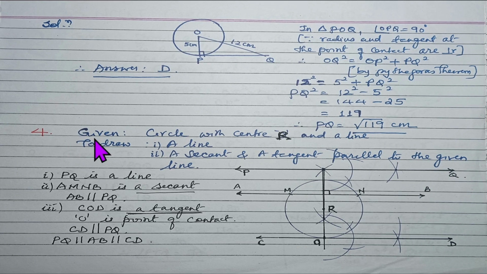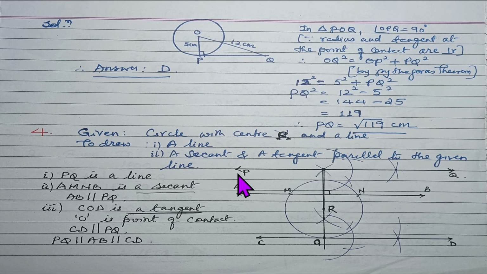Now coming to example number 4, we are given a circle with center R, and also we are given a line. Now we have to construct a secant and a tangent parallel to the given line. So let us understand this. We are given a circle with center R here, and also a line PQ. Now we have to construct a tangent to the given circle which is parallel to PQ, and also a secant parallel to the given line PQ.